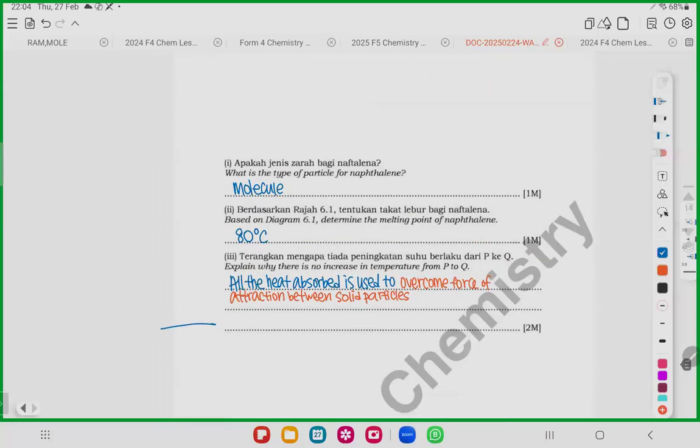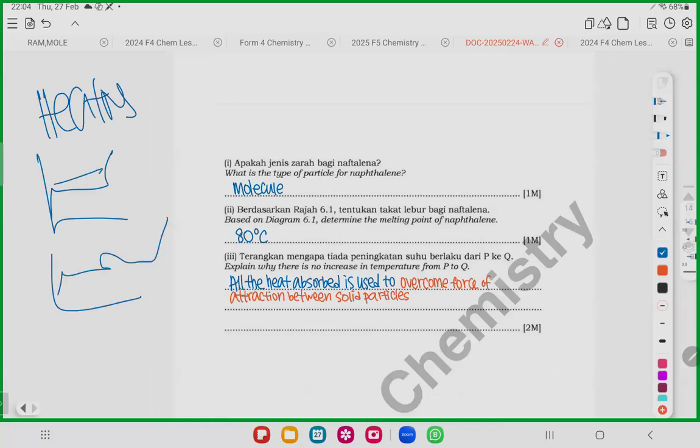Okay, so today, 1 minute summary, what we do? Heating curve, yeah? So today we learned about heating curve, okay? Heating curve, staircase going up, yeah? So make sure you know maximum 2 staircases. The first staircase melting, second staircase boiling.